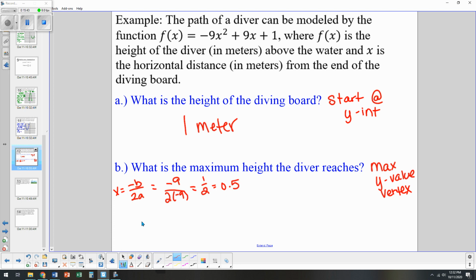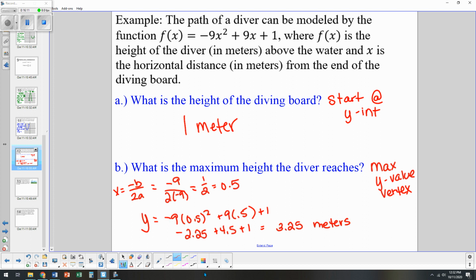Recall, we have to plug it back in. So we're going to get negative 9 times 0.5 squared plus 9 times 0.5 plus 1. So this ends up being negative 2.25 plus 4.5 plus 1, which is about 3.25 meters. All right, and that's the maximum height he reaches.